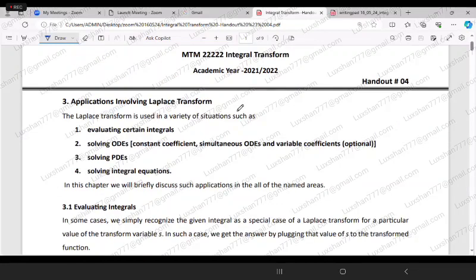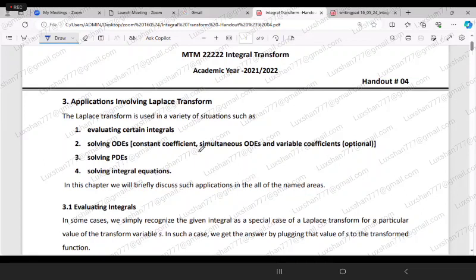Okay, so we have studied how to find the Laplace transform and how to find the inverse Laplace transform. Actually, we studied the Laplace transform for a purpose. So what is the purpose? Simplifying using the Laplace transform. Many problems can be simplified and solved easily.